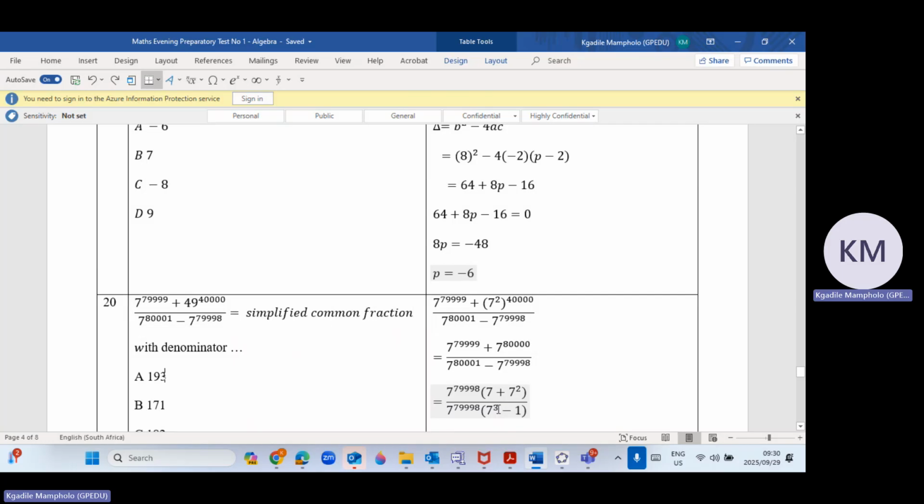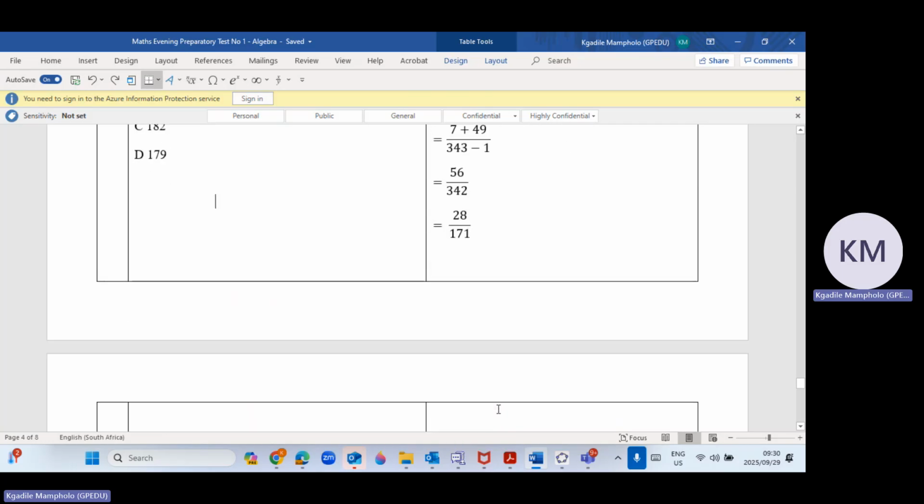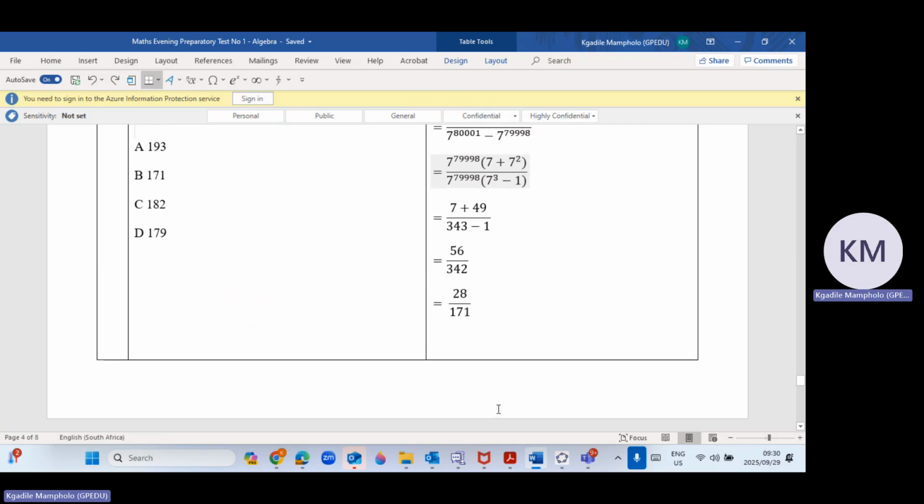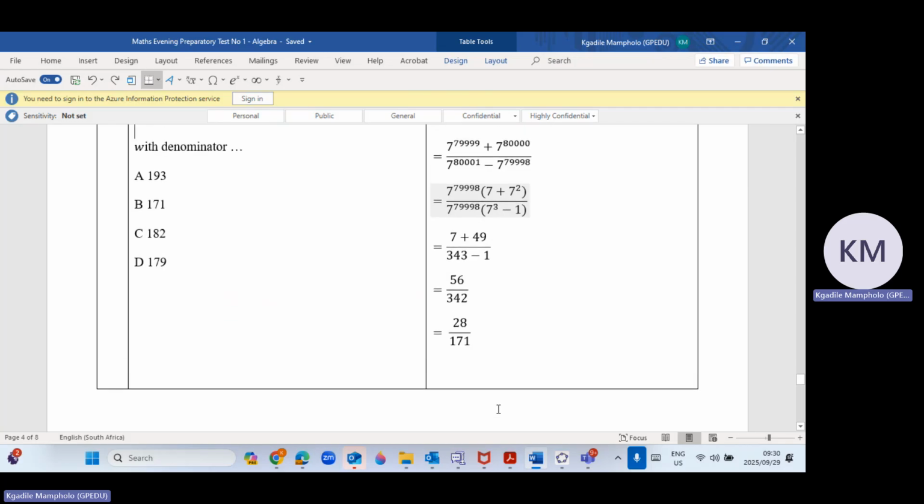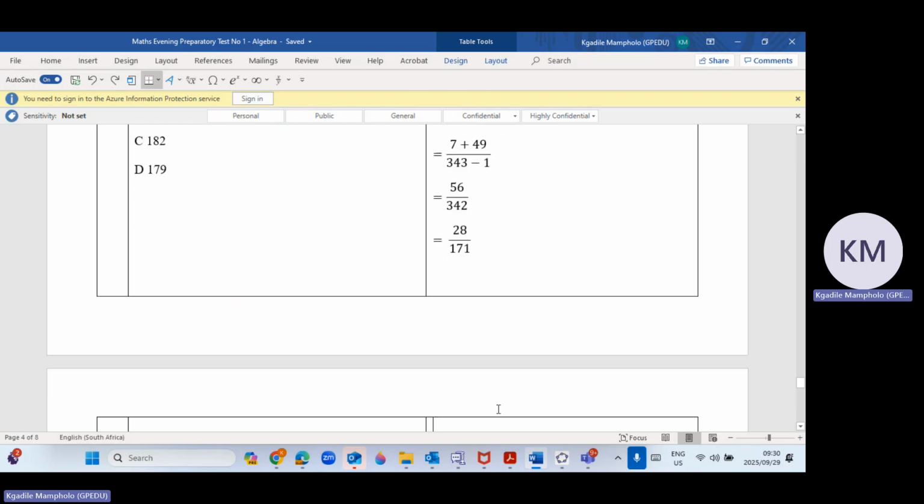Now they cancel. Then when you write it in simplest form, here will remain 7 plus 49. Here we'll have 343 minus 1. It will be 56 over 342. Then when you write it in simplified form, the denominator will be 171. Then the correct answer will be 171.